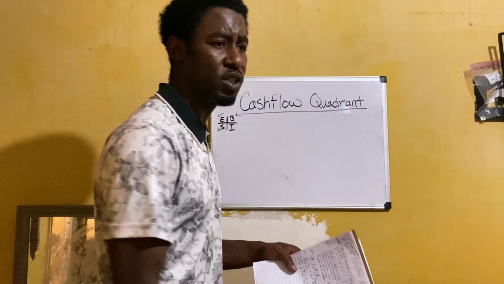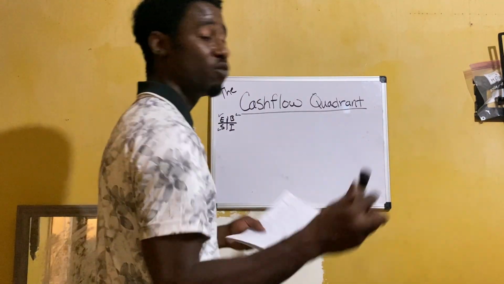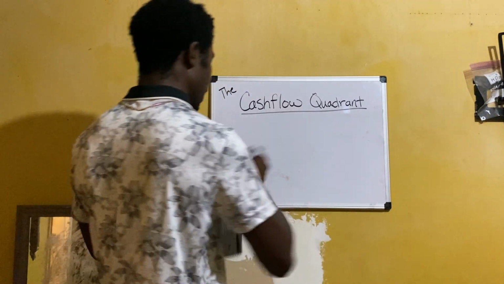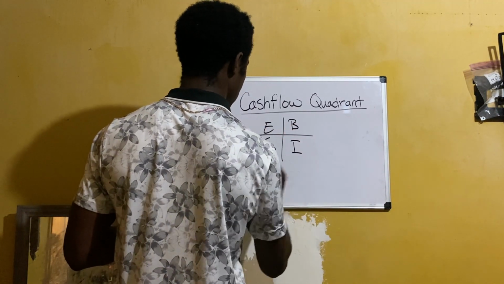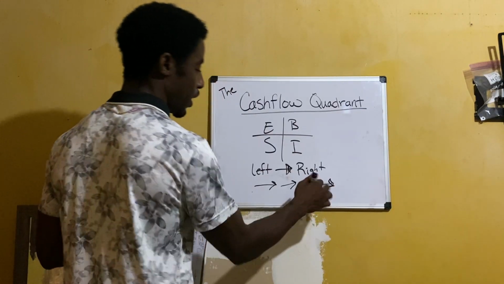You invest in other businesses and you reap the benefits of that investment, right? So how do we get from the left side to the right side? You got the left side, E, S, you got the right side, B, I. Left and right. How do I go from this to this side? Oh, that arrow is crazy.